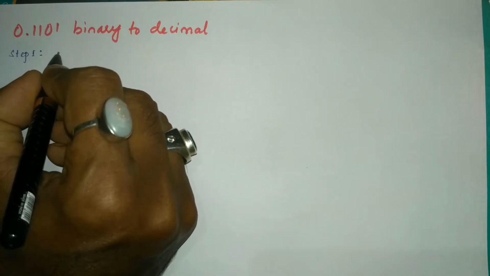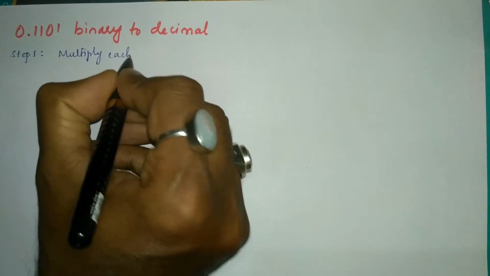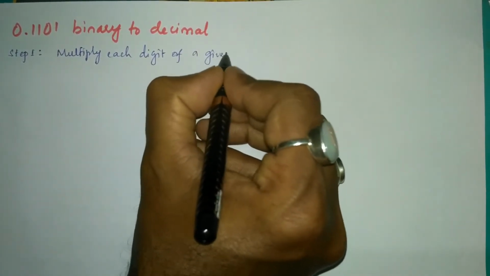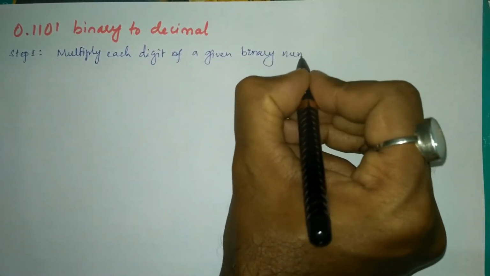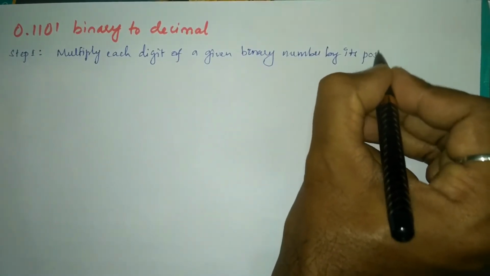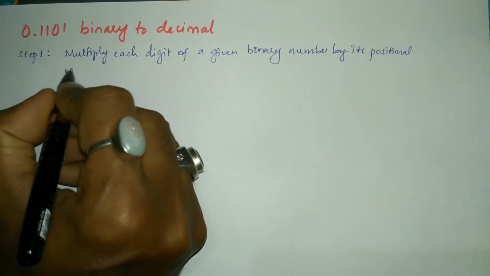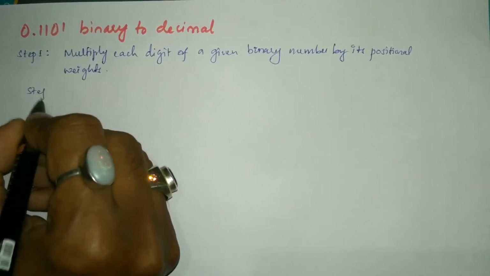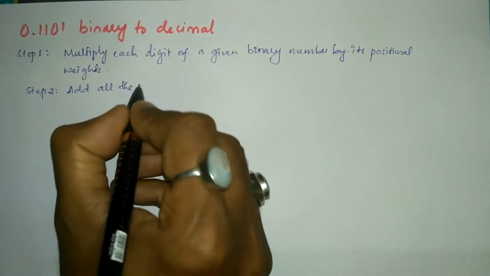Here, the first step says multiply each digit of a given binary number by its positional weights. Now step 2, add all the products.